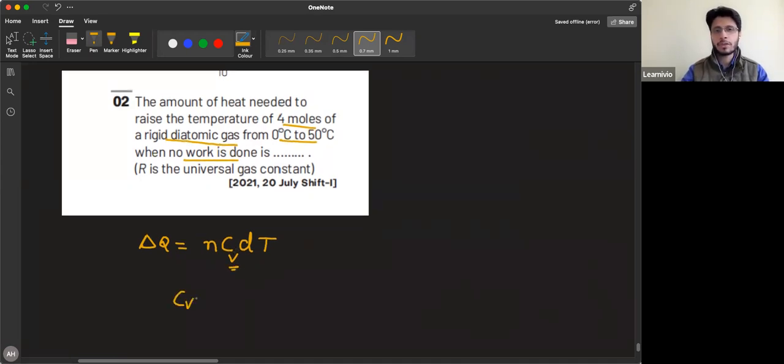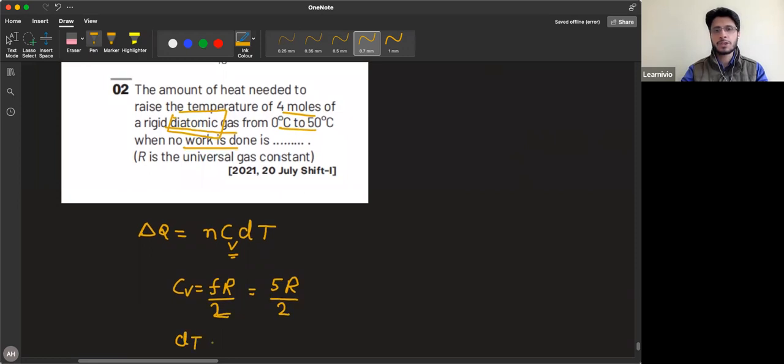For calculating Cv, you will use the expression fR by 2. For calculating f, we should know what type of gas this is. This is a diatomic gas. What is the value of f for a diatomic gas? Adil, the degree of freedom for a diatomic gas? 5. And if the question mentioned that the diatomic gas is at a very high temperature, then 7. If high temperature is not given, you don't have to count the vibrational degree of freedom.